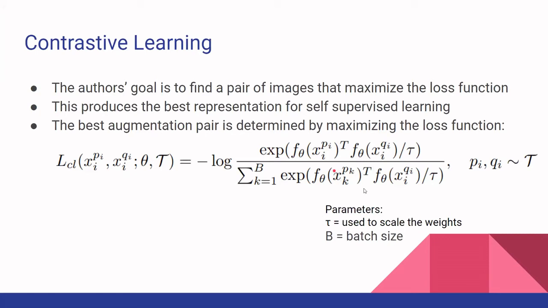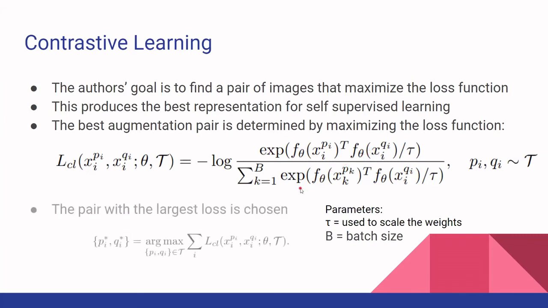And then in the denominator now, we keep XQ, the features for that, and we calculate for each image in the batch size B, we input that image into the network and get the features for that, and then calculate the similarity between that image and XQ. And so basically in the denominator, we're finding the sum of all the features in the batch size and their similarities between each other. And we divide by the two to get the loss for a particular pair of images. And so the pair of images with the largest loss is chosen after we sample through each pair of transformations in the set.